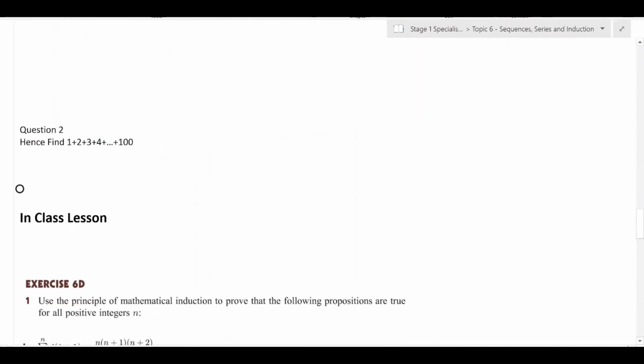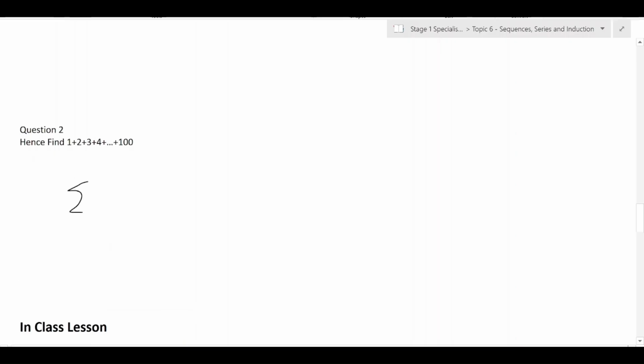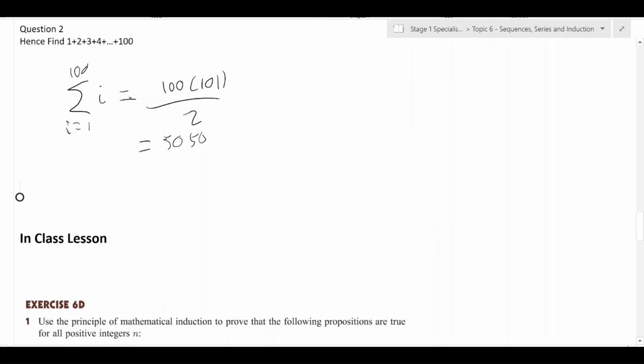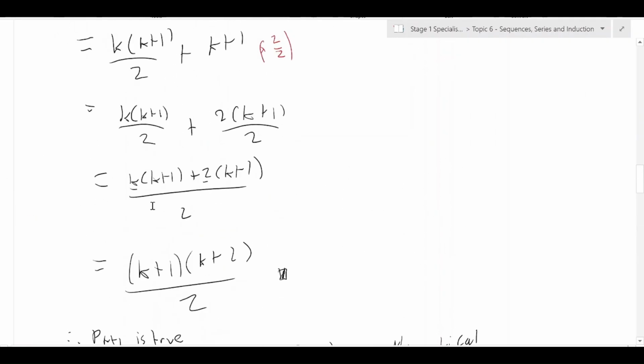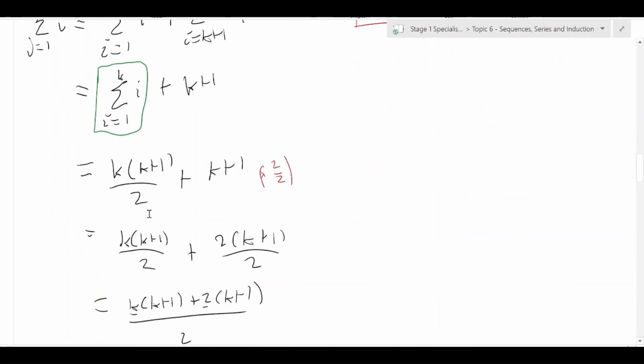So next thing it wants us to do is find this sum. So i equals 1 to 100 of i. Well, we can just plug in 100 times 101 over 2 using our formula, which I think gives you 5050, something like that. If you've noticed, this is actually just an arithmetic series. So induction is a way that you could prove the formula for an arithmetic series, which is pretty cool.